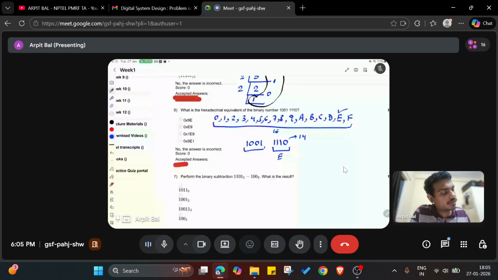Next, 1001. 1001 means it is 9, right? And till 9, the symbols in decimal and hexadecimal are the same. So I'll write it as 9E. And whenever we are representing something in hexadecimal, we represent it in this format, 0x and the number that we have. So 0x9E is the correct representation of this binary number.